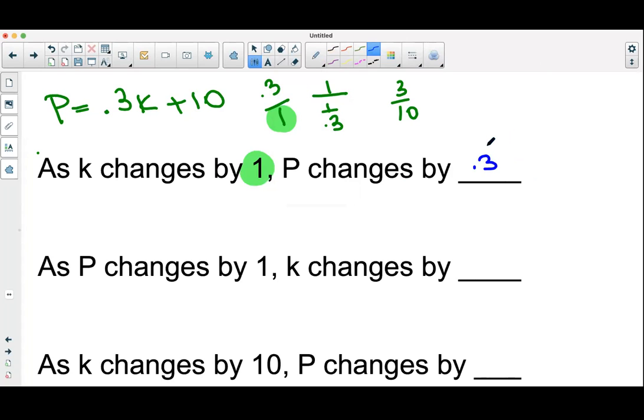Now, second, as P changes by 1, what does that imply? When P changes by 1, the numerator has to change by 1 because that's the Y value, right? Then K changes by 1 over 0.3, or 10 over 3, or 3.33. However, you would have seen the connection.